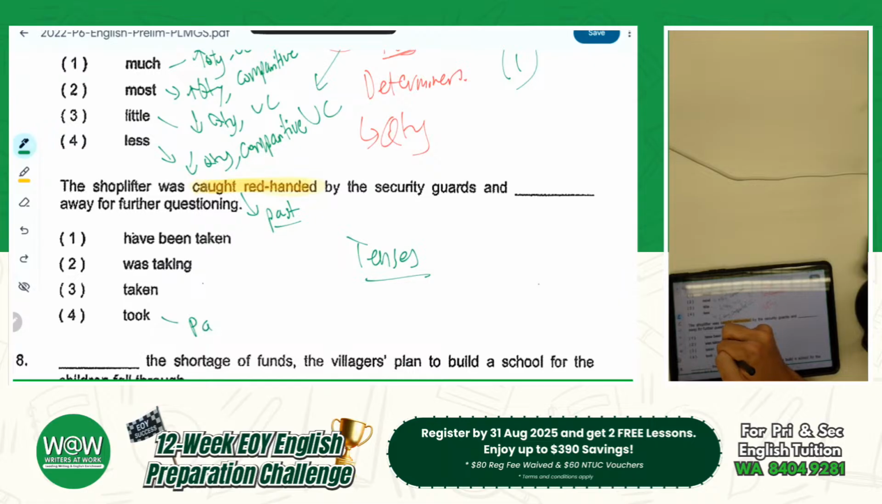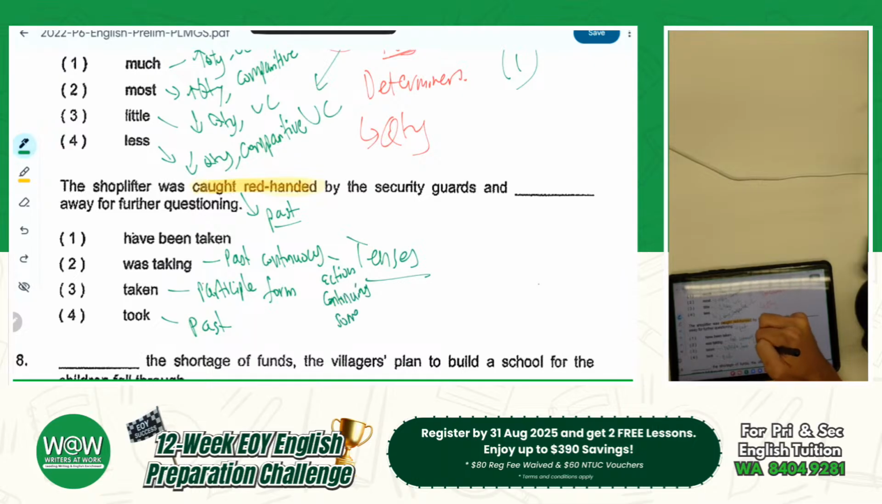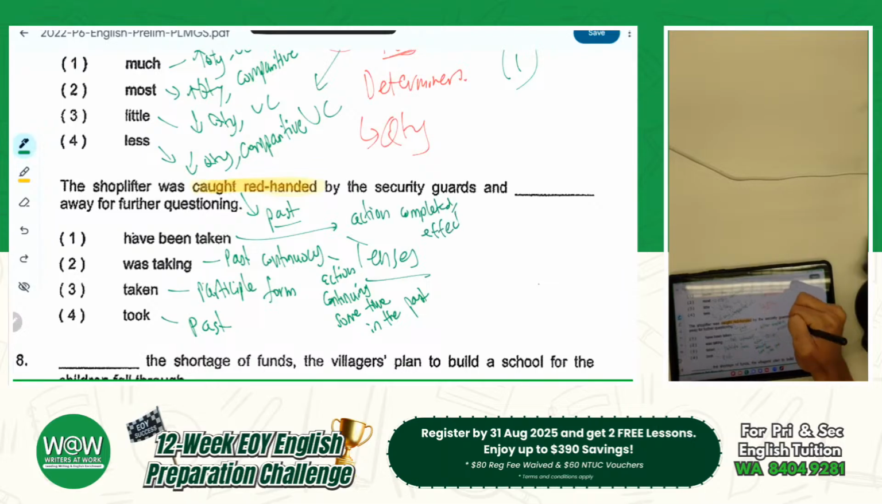Took here is past tense. Taken, this is in the participle form. Was taking, this is a past continuous tense. So in other words, we are looking at how the action was continuing sometime in the past. And the first one is have been taken. So we are looking at how the action is completed, but the effect is still felt.